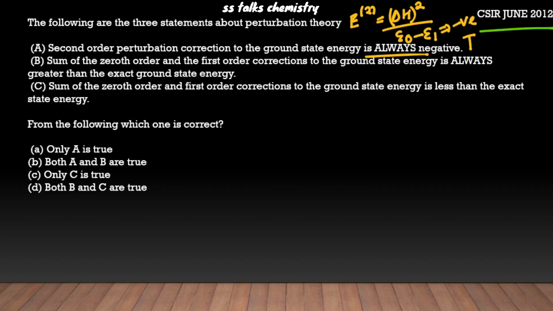Next, the sum of the zeroth order and the first order correction to the ground state energy is always greater than that of the exact energy. This word always is incorrect over here. It may or may not be. We have seen this in this class only. We have seen a similar type of question there where the relationship was asked to us, but now they have given it to us in the form of a statement. Let me just show you that question.